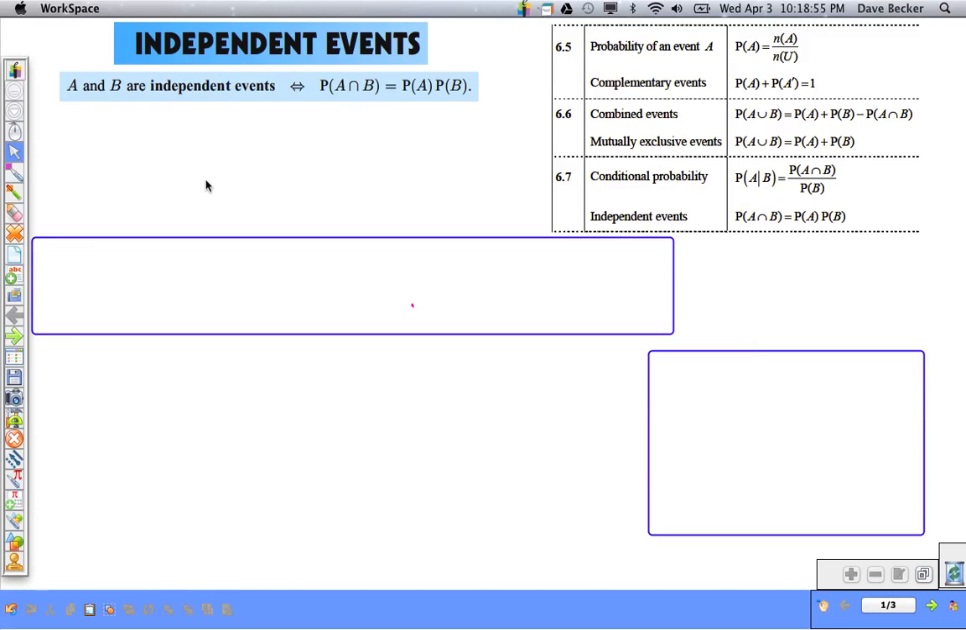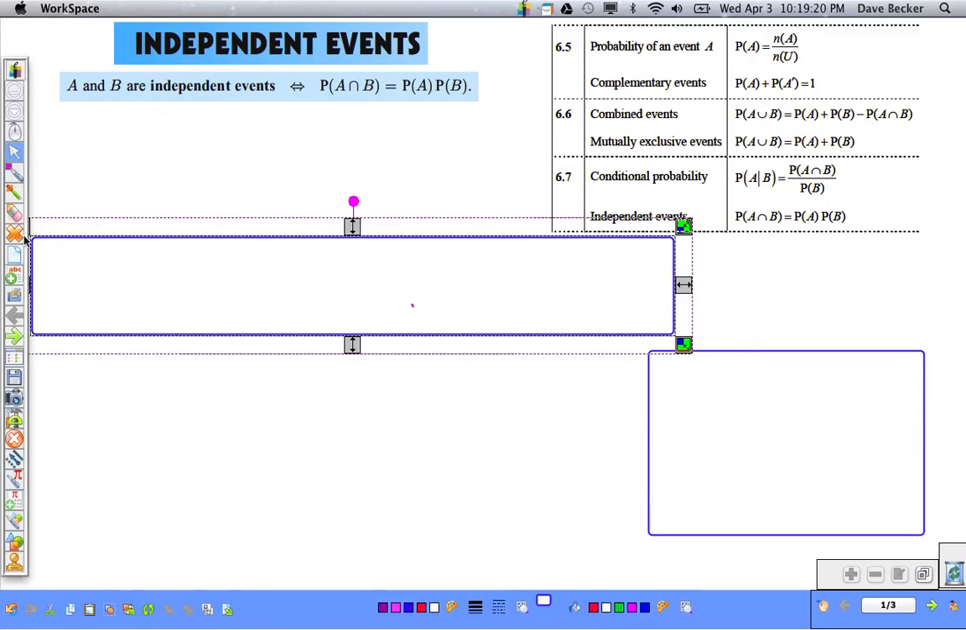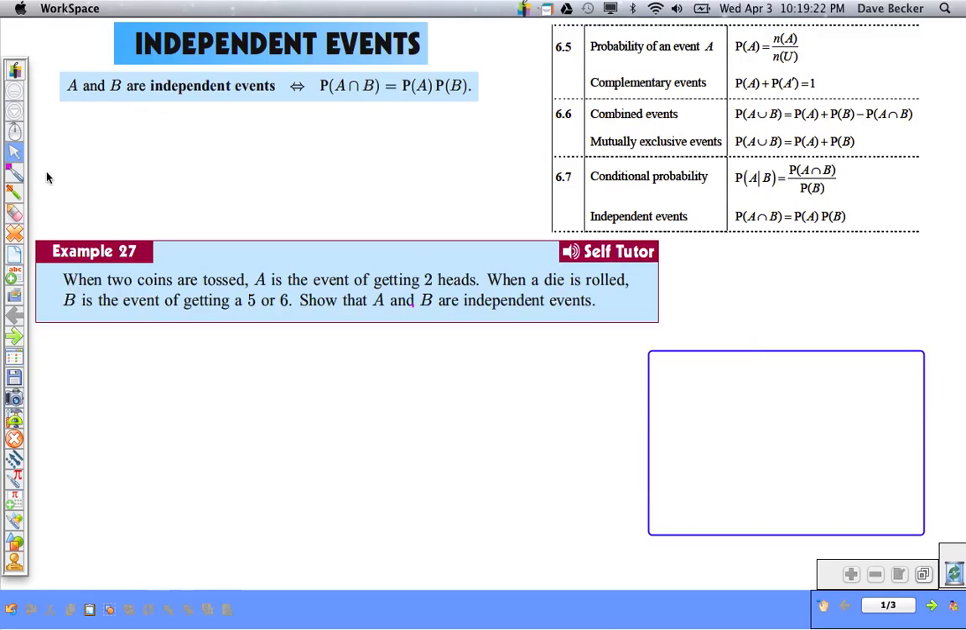We are talking about independent events and how to show that events are indeed independent. To do that, all we have to do is show that the formula given to us is true. For probability, your formula sheet is your very best friend because it is confusing, but the formula sheet makes it much, much easier for you. So let's take a quick look at this example.